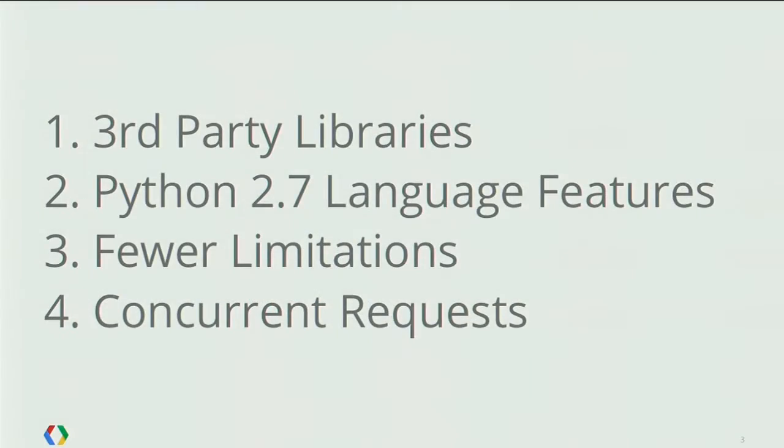There's actually more to the Python 2.7 runtime than just Python 2.7 language features, which is why it's the second point on the slide, not the first. I'm going to talk about four things. One is our new library support for Python 2.7. Then I will talk a bit about language features in Python 2.7 that are useful for web application development. Then some of the limitations that we've removed from the Python 2.7 App Engine runtime versus 2.5, and concurrent requests, which is hard to explain in one sentence, but is possibly the most valuable feature that we're adding to the Python 2.7 runtime.